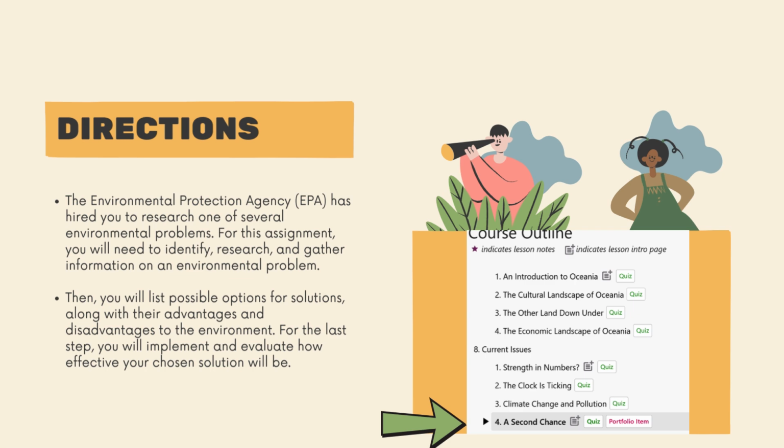The directions for this are in the lesson, and it says that the Environmental Protection Agency has hired you to research one of several environmental problems. For this assignment, you will need to identify, research, and gather information on an environmental problem. And you are going to find at least two articles, one talking about the severity of the issue and one talking about solutions to the issue. And we're going to talk about that and show you how to use the template that we've created to organize your research.